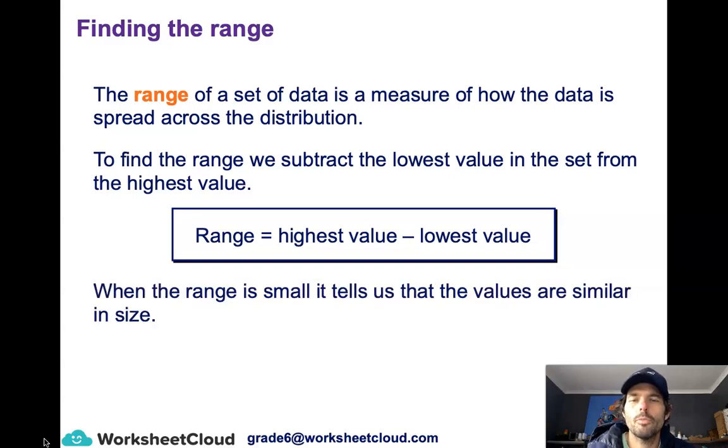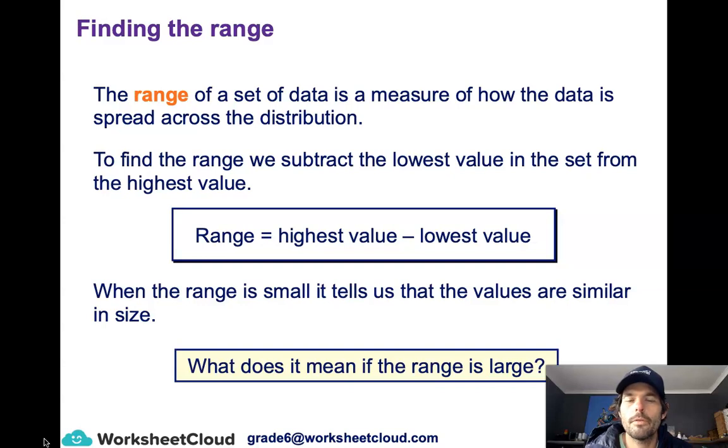So what does it mean if the range is small? When the range is small, it tells us the values are very similar in size. For example, if you had to calculate the range of the finishing times in the 100-meter sprint in the Olympic Games, those times are all really close to each other, quite often less than half a second apart. So your spread of data for that particular piece of information is going to be really low, because all the times are close together.